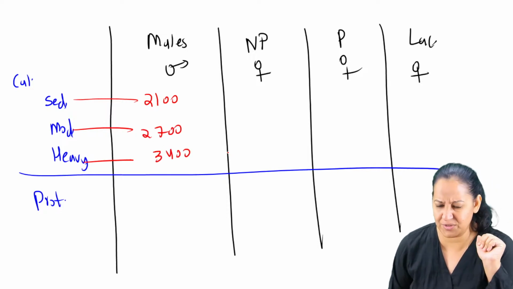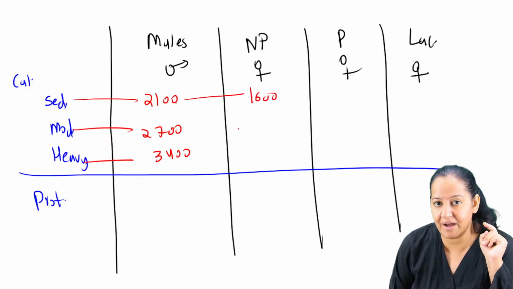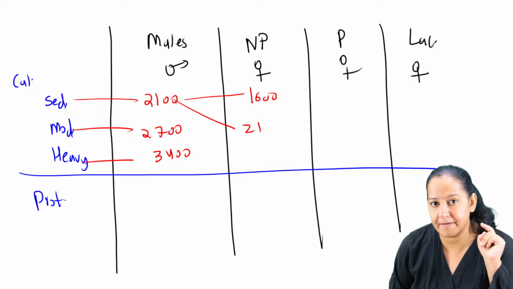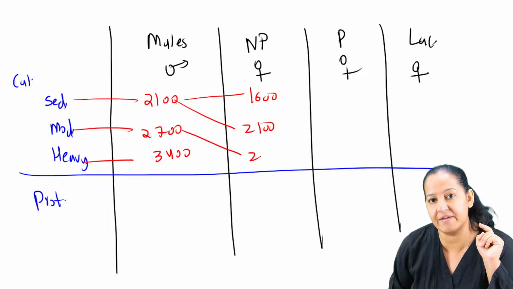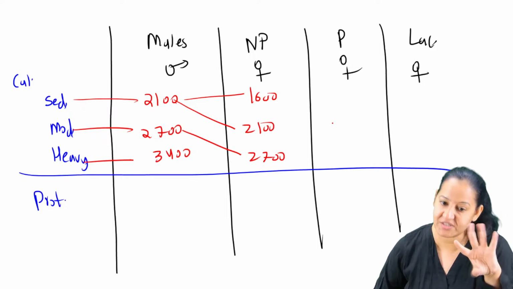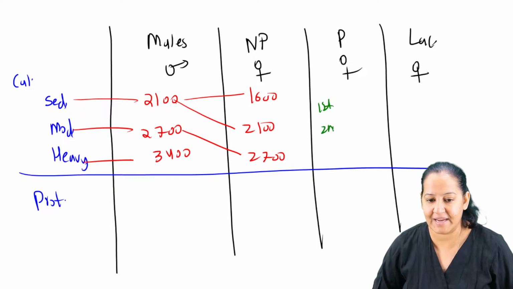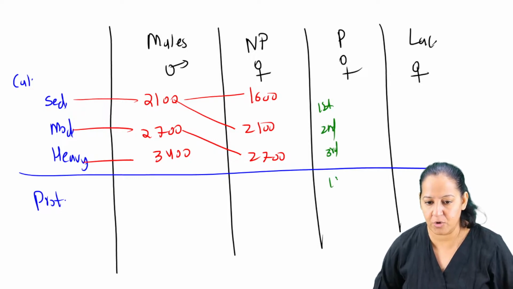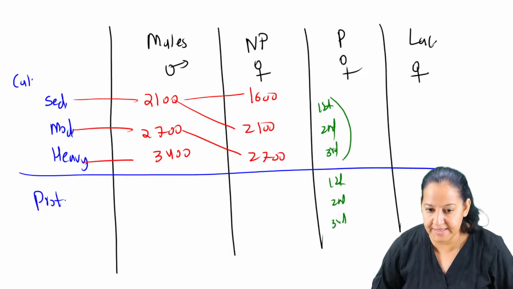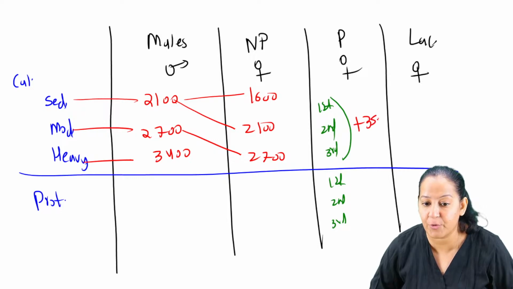You have to learn the first 2 digits. That's more than sufficient. Here you have to learn 1600. Here 2100 will be like this, and 2700 will be like this. So you have to learn that. During pregnancy, whether it is first trimester, second trimester, third trimester, the calorie requirement in all 3 is the same. It's an additional 350 kilocalorie.